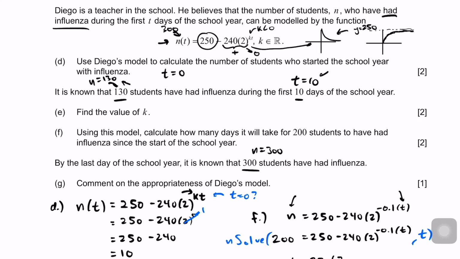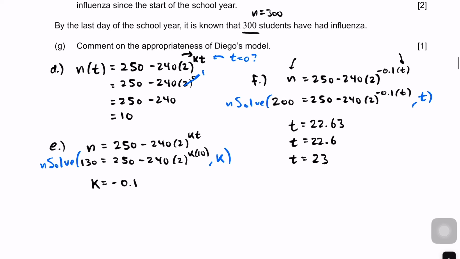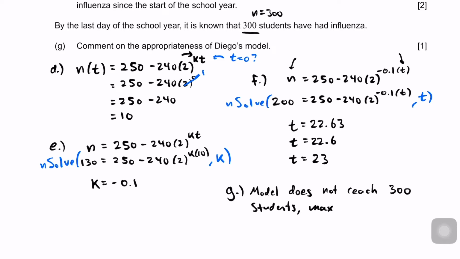And so if we want to provide a comment on the appropriateness of Diego's model for part G, what we could say is the model does not reach 300. The model only maxes out at 250. So the model does not reach 300 students. And if we wanted to, we could say maximum is 250. All right.